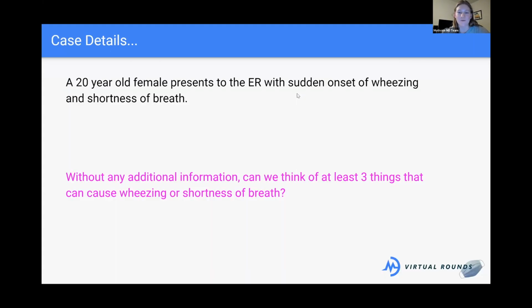Starting off with our case, we have a 20-year-old female who presents to the ER with sudden onset of wheezing and shortness of breath. I've said this before in previous virtual round sessions, but if it's your first time, sometimes, especially in an acute setting, like the emergency room or urgent care, all we get is a one-liner about the patient. So it's good to start thinking early, without any additional information, what would be some ideas of things that could cause this, so that we have a really broad differential diagnosis and then can narrow it down as we get more information.